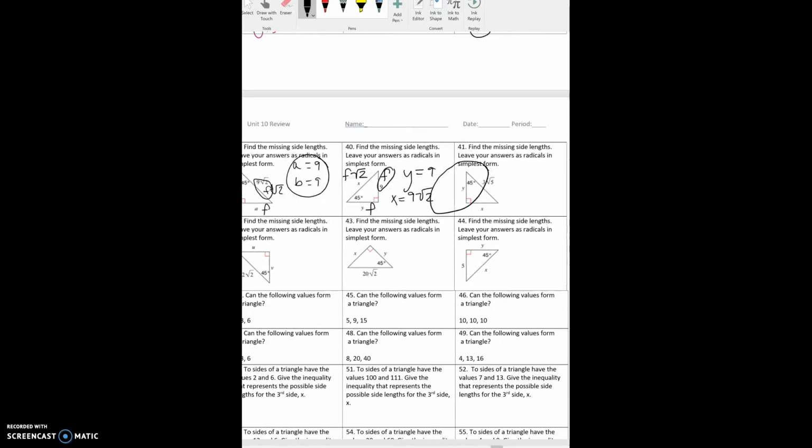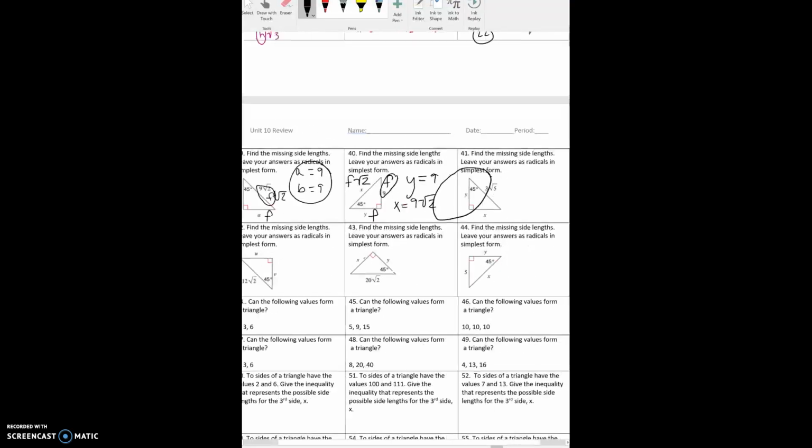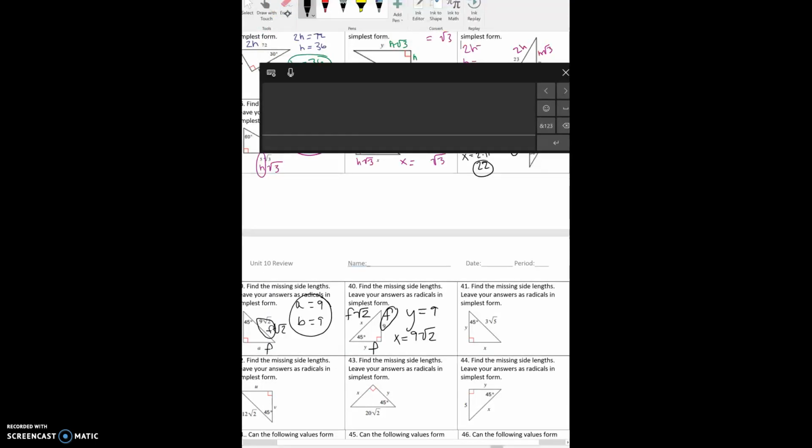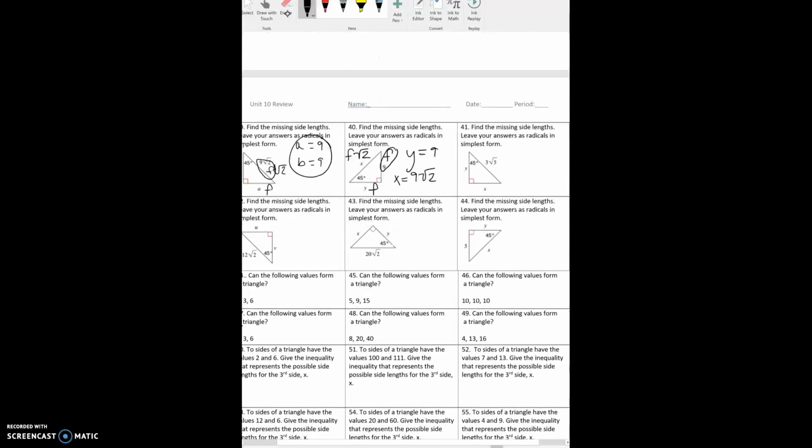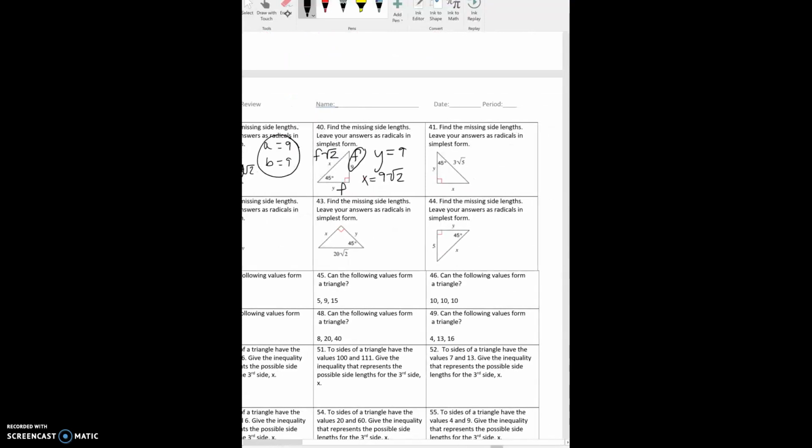41. Find the missing side lengths. Leave your answers as radicals in simplest form. Get that circle out of there. 45, 45, 90. This is a typo. This should be the square root of 2.